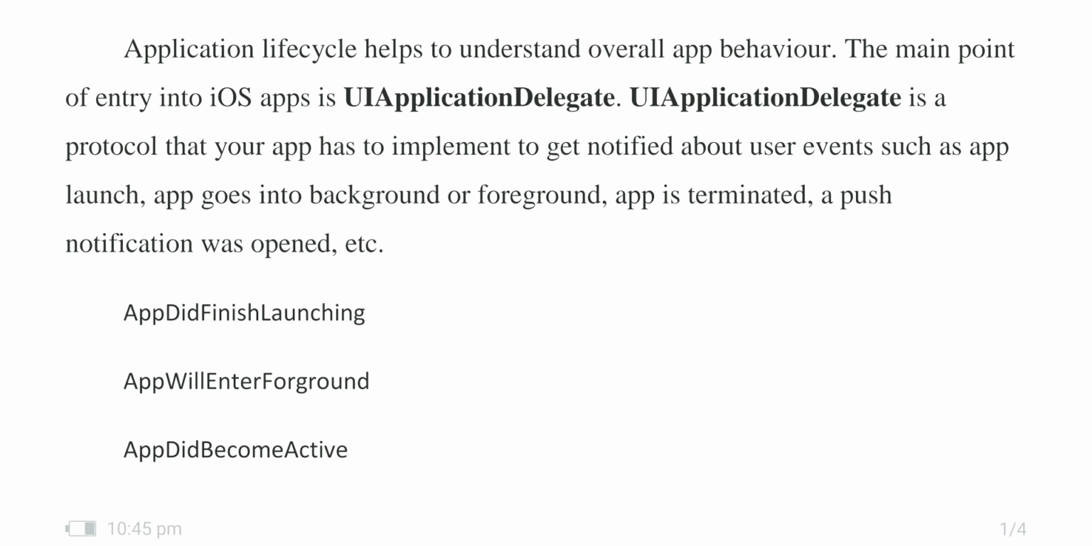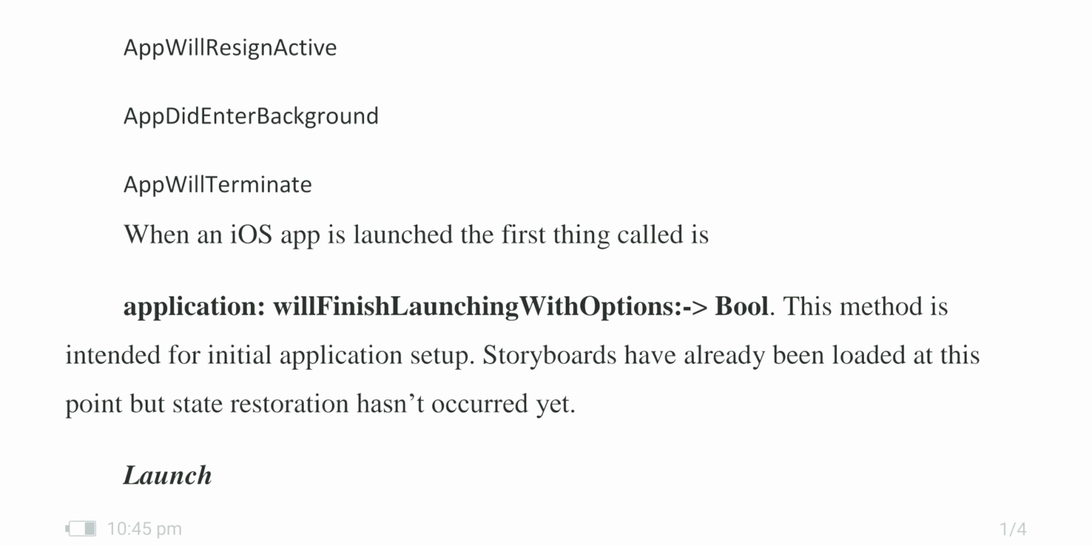Right? Now we are going to see some events or methods that will be executed according to the life cycle. Okay, so it is in ascending order: didFinishLaunching, willEnterForeground, didBecomeActive, willResignActive, didEnterBackground, and willTerminate. Okay, so now we are going to understand all of these methods briefly.